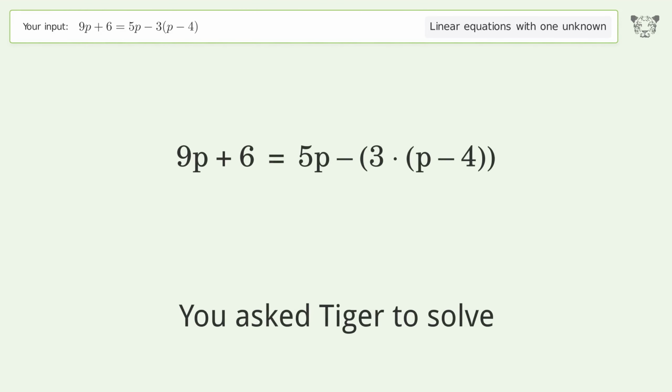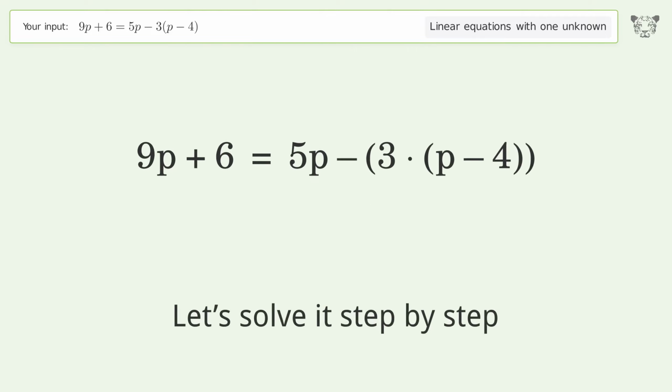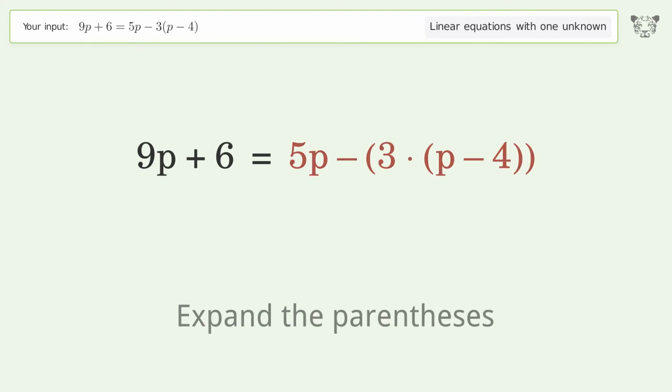You ask Tiger to solve. This deals with linear equations with one unknown. The final result is p equals 6/7. Let's solve it step by step. Simplify the expression. Expand the parentheses.